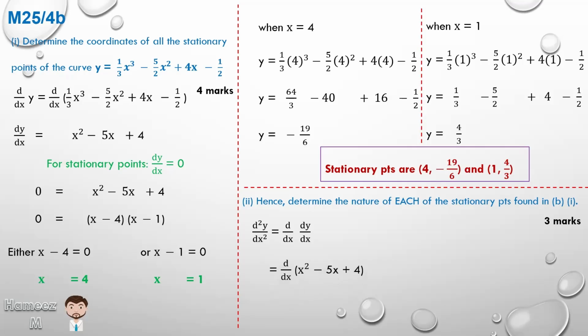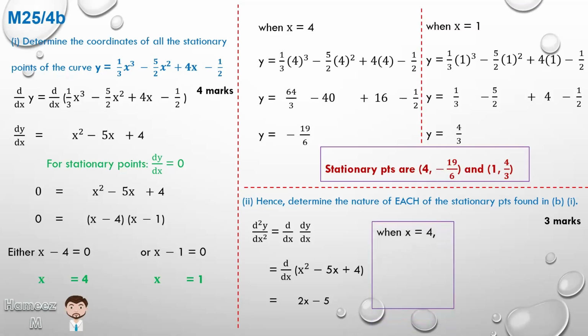If we differentiate x squared, we're going to get 2x. We differentiate minus 5x, we're going to get minus 5. And if we differentiate any constant, in this case plus 4, it is 0. Your teachers have already explained that when we differentiate, we're finding the gradient and so forth, so I won't go into that. Now we know d2y/dx squared is 2x minus 5.